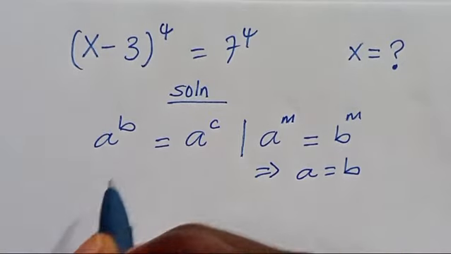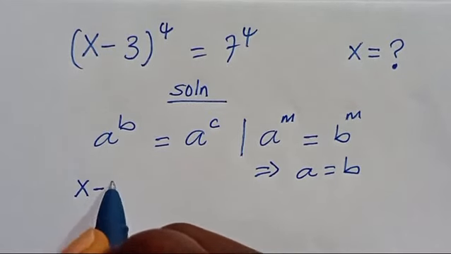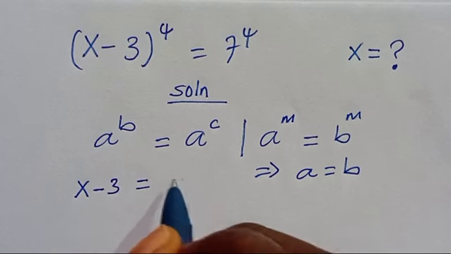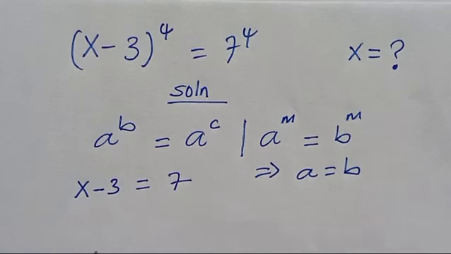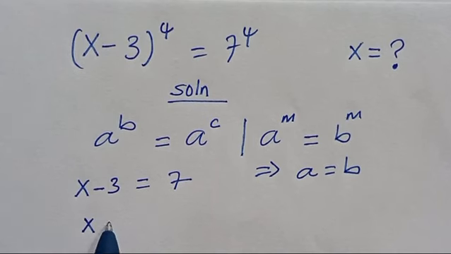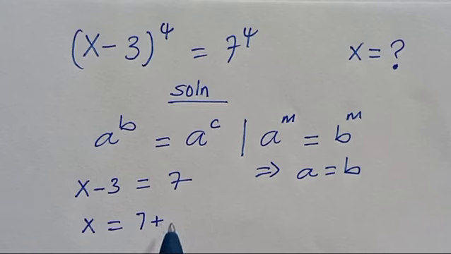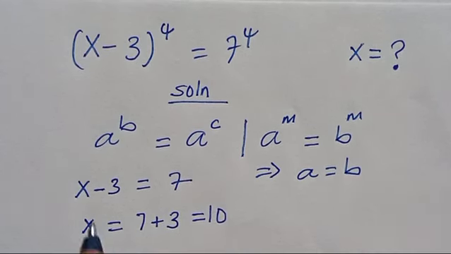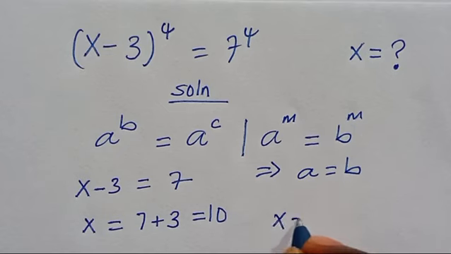So from here, by applying it here, we can have x minus 3 equals 7. And so from here, we have x equals 7 plus 3. This will give us 10. This will be the first solution: x equals 10.